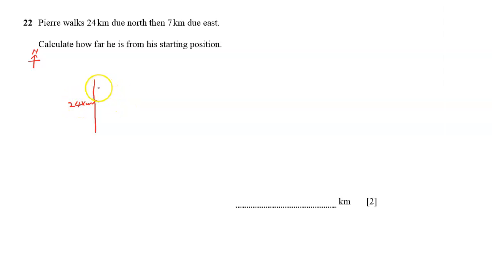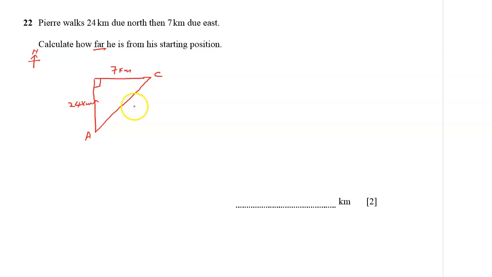24 kilometers north. Then he goes east, some 7 kilometers. Then we are asked to find how far he is from the starting point. A is the starting point, and C is the finish point. And of course, you can see this is a right angle triangle. So this is the hypotenuse.